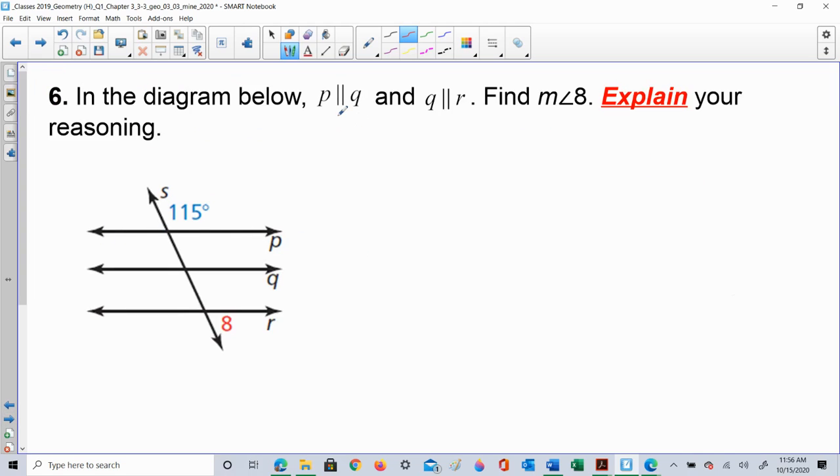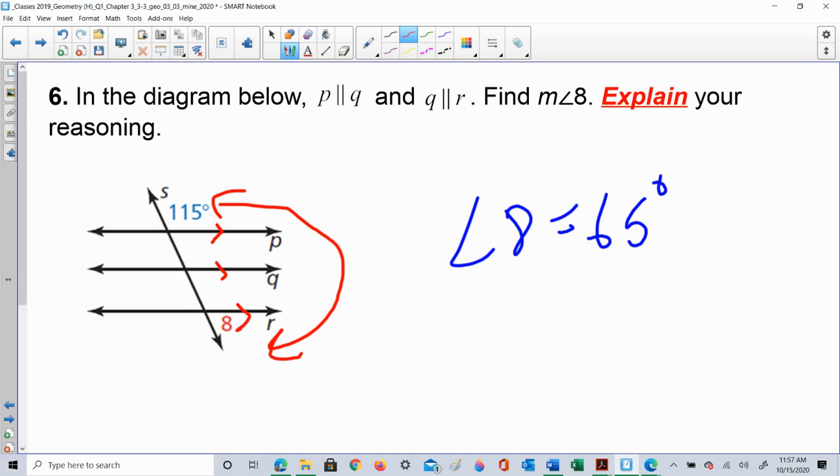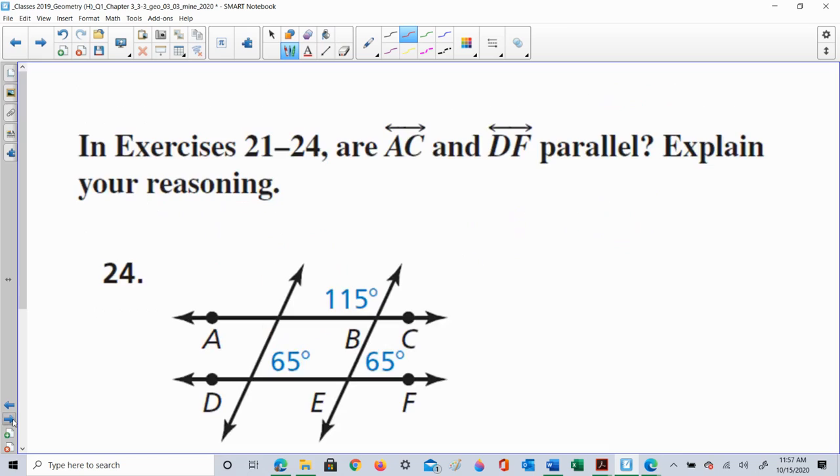And that comes in here. P is parallel to Q, which is what we just were showing. So P is parallel to Q, and Q is parallel to R. So all three lines are parallel. We can ignore the one in the middle. Now these two angles have to be same side exterior angles, so they must be supplementary. So 180 minus 115 is angle 8 equals 65 degrees.